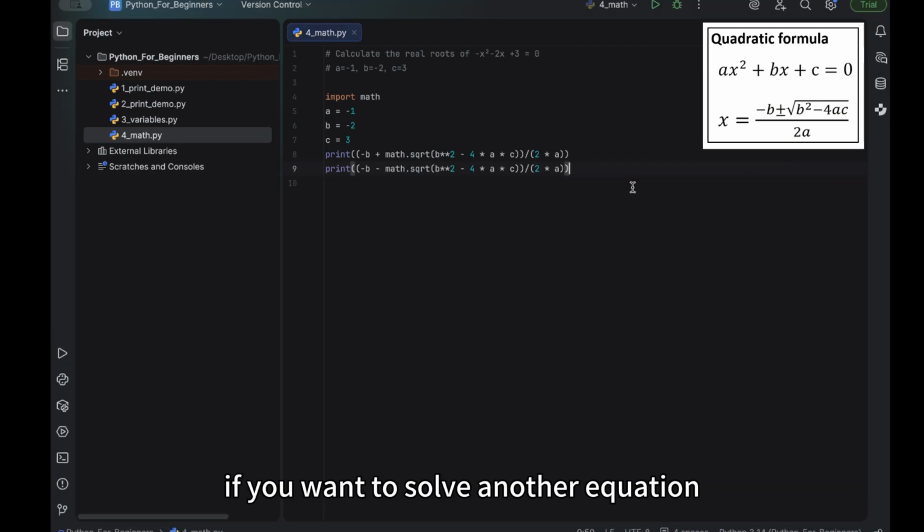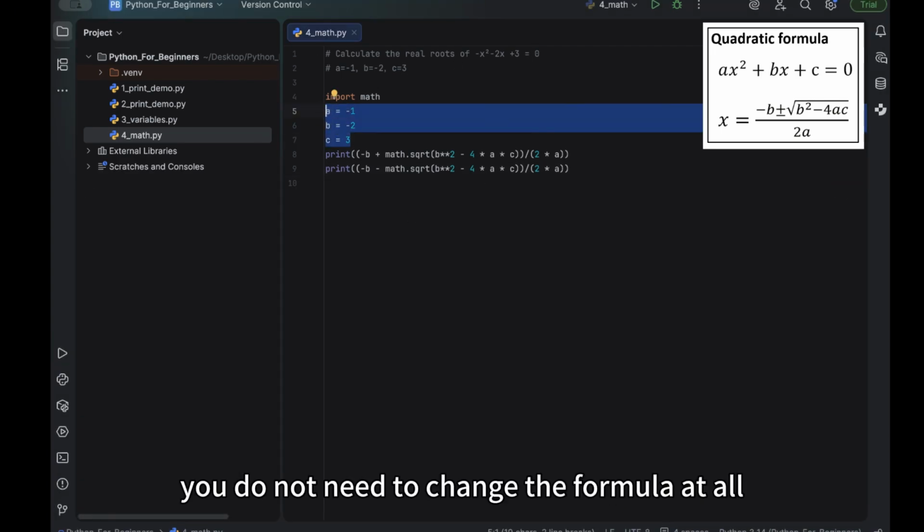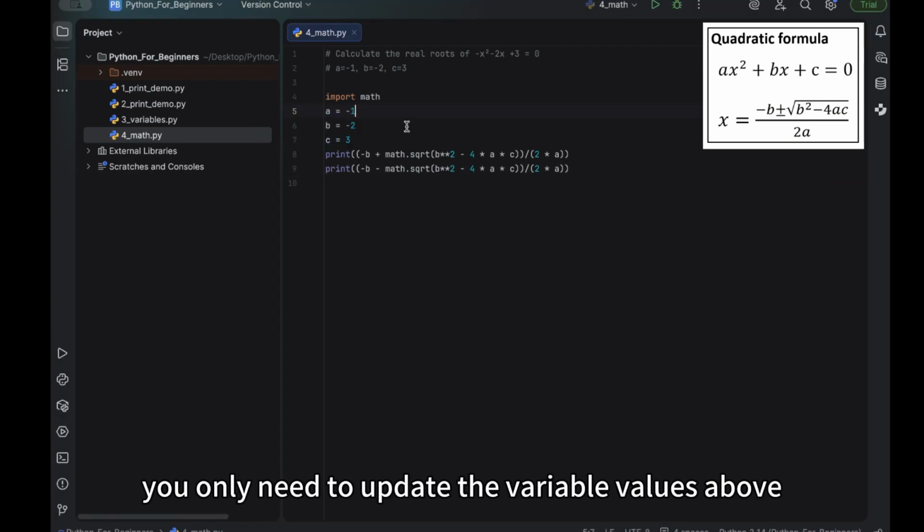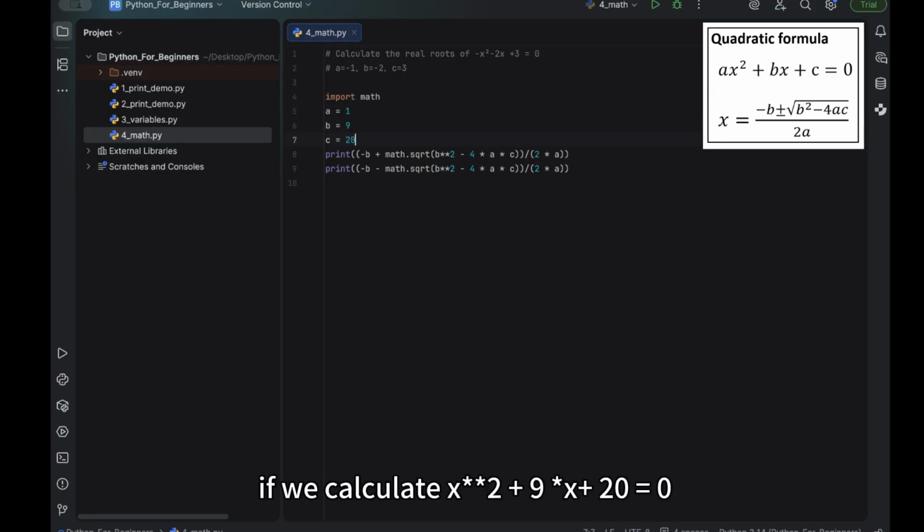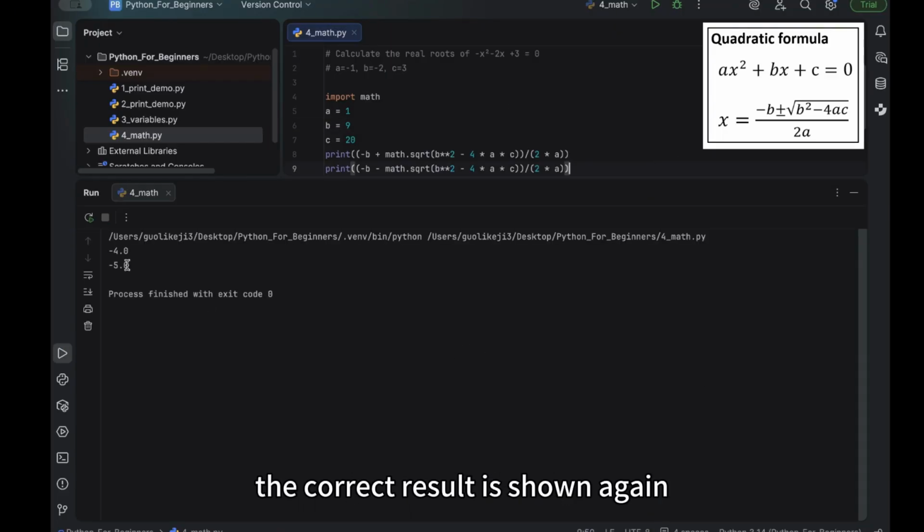If you want to solve another equation, you do not need to change the formula at all. You only need to update the variable values above. For example, if we calculate x squared plus 9x plus 20 equals 0, just run it. Direct result is shown again.